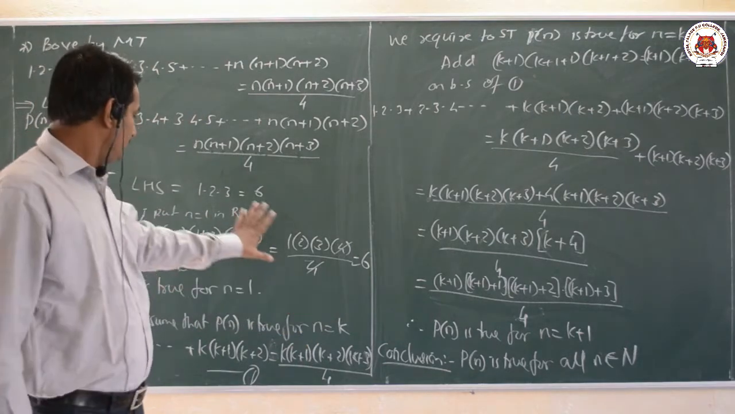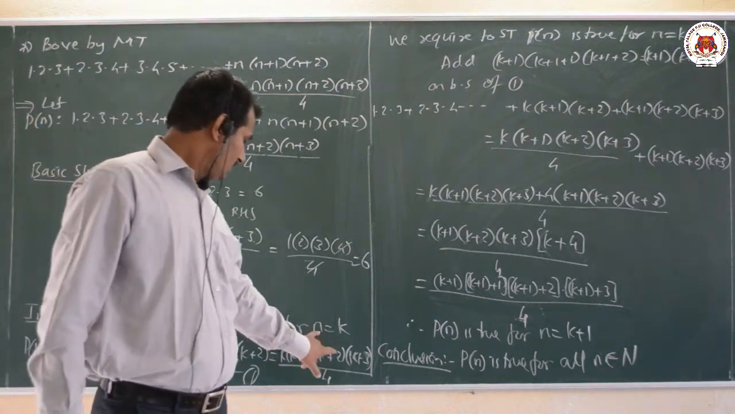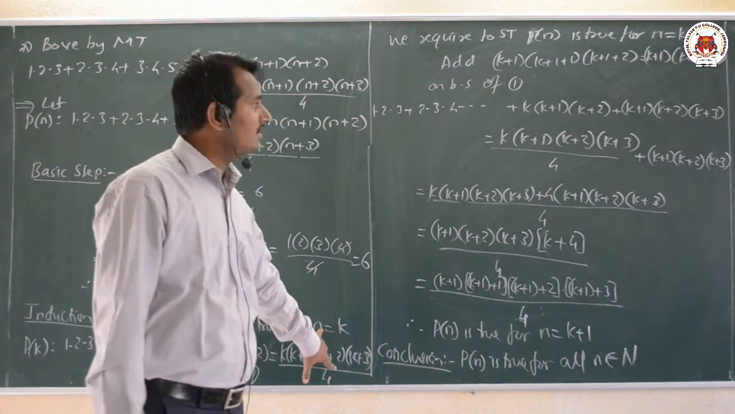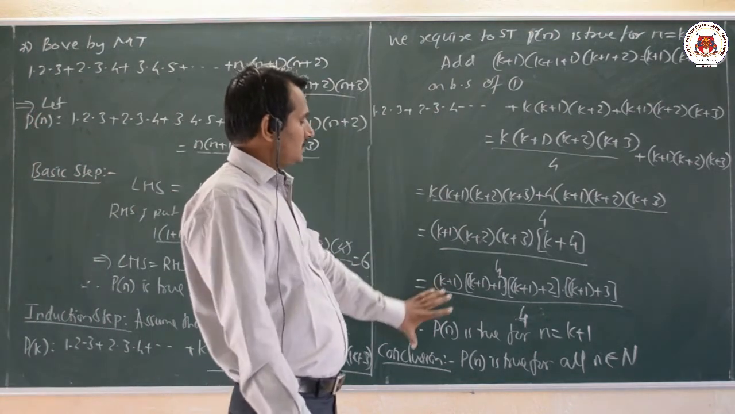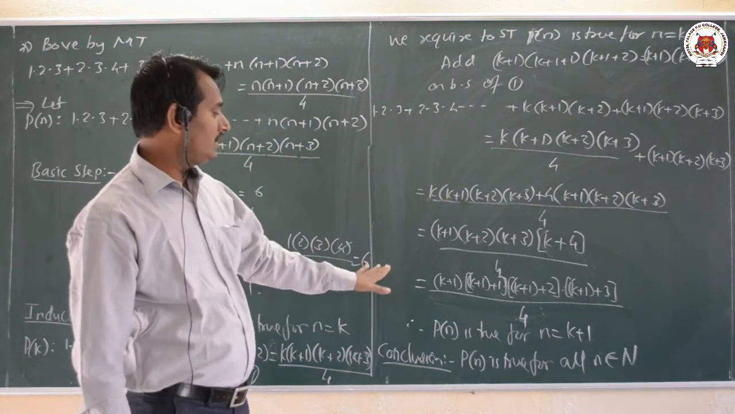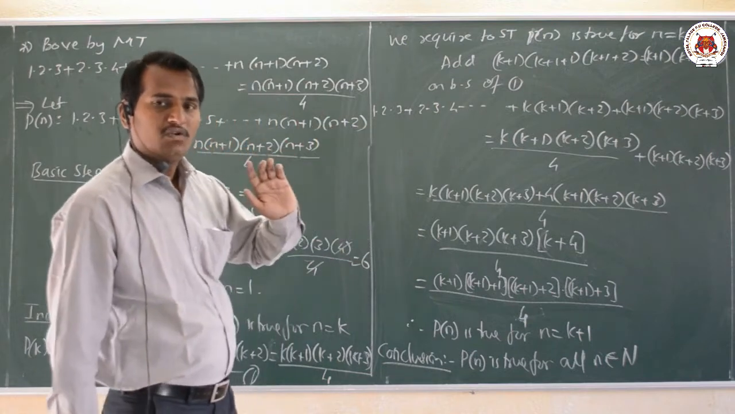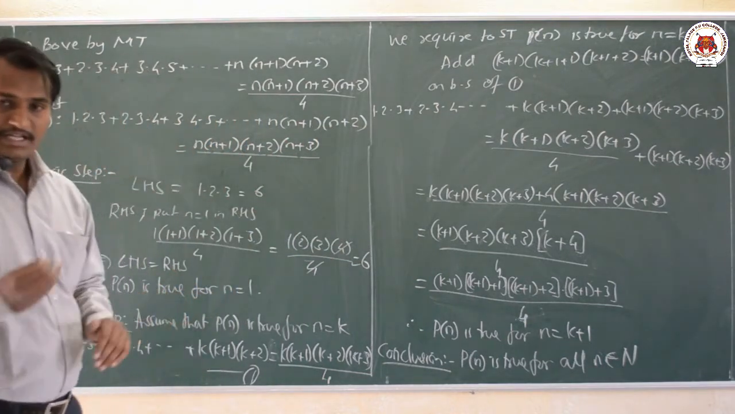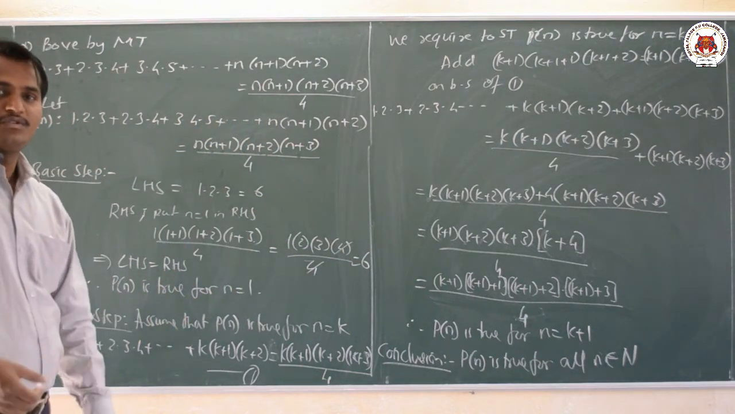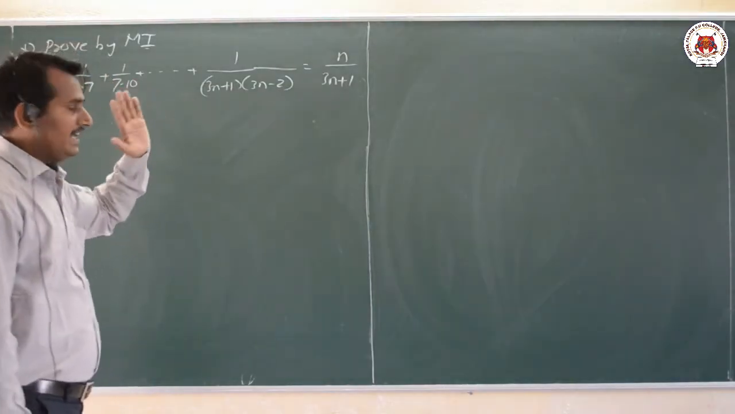In the examination, the basic step will be asked for 1 mark. For the induction step, assume that you will have 1 mark, and the remaining 2 to 3 marks are for this particular step. That is the main induction step, proving that P of n is true for n equal to k plus 1. Okay dear students, before going to the next problem, please pause the video to note it down. Now let us begin with the next problem.